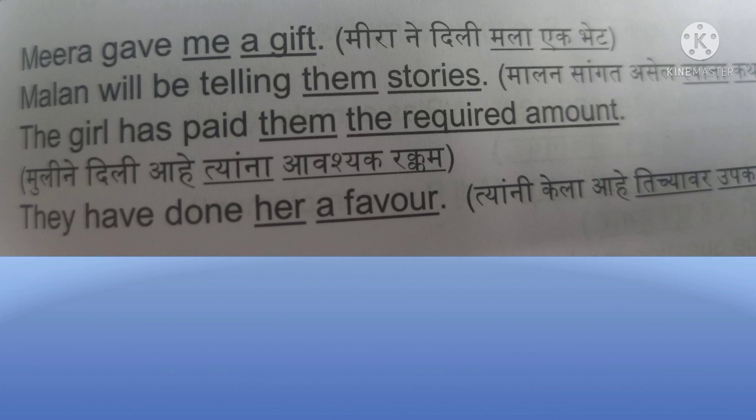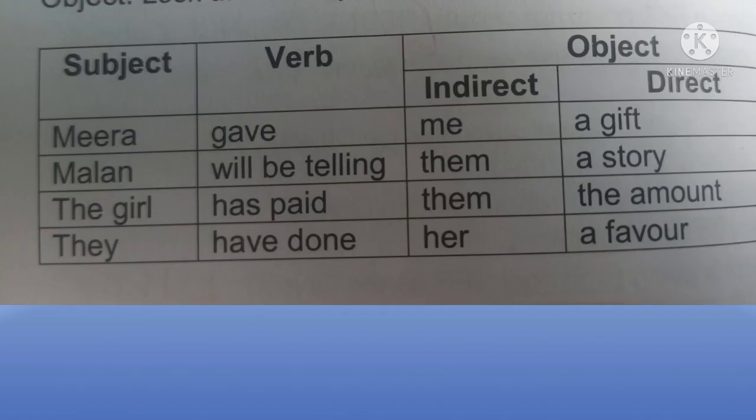And in the sentence, the girl has paid them the required amount, them is the indirect object and the required amount is the direct object. Similarly, in the sentence, they have done her a favor, her is an indirect object and a favor is a direct object. If you carefully look at these sentences, you will find that all the pronouns after the verb are indirect objects and the later parts, that is a gift, the stories, the required amount and a favor, are examples of direct objects.